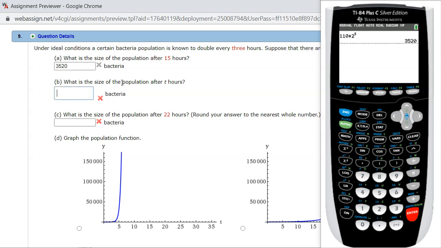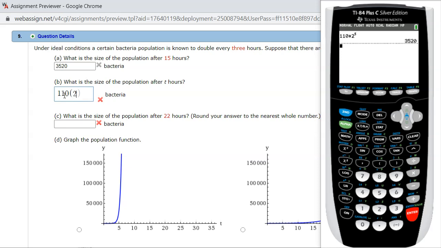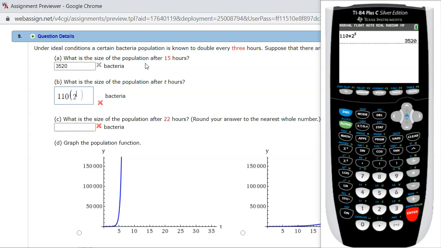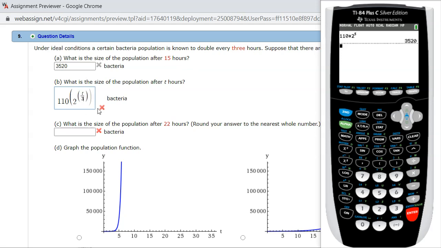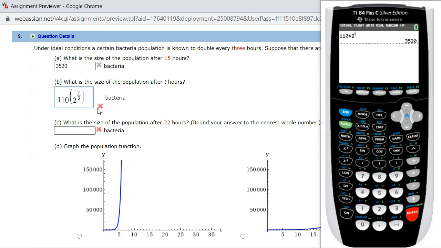What is the size of the population after T hours? What we did was we start out with 110, and then we multiply by 2 to the, I remember that if it's 15 hours, it doubles 5 times. So you just have to divide by 3. If it's T hours, you just have to divide that by 3. It looks kind of bad, so maybe I'll write it, hopefully it'll accept it. This is the population after T hours.